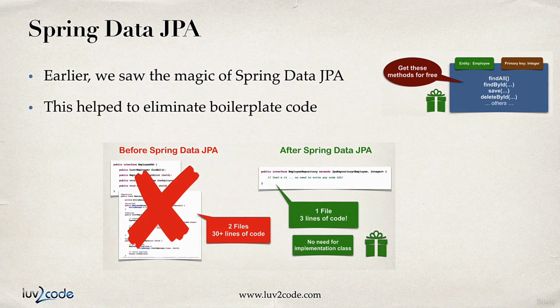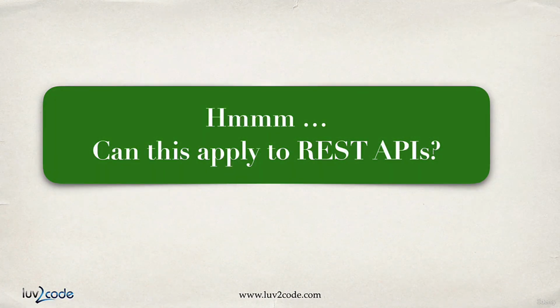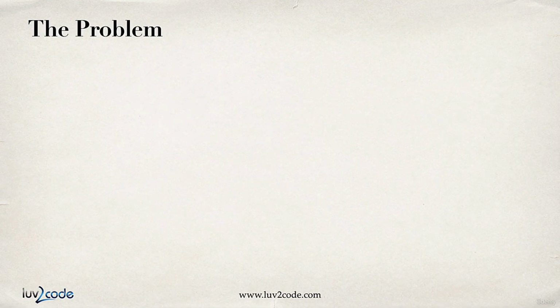And we saw this little diagram earlier, right? The coding before Spring Data JPA and the coding after Spring Data JPA. Made it really easy, no implementation class, pretty awesome. And I wonder, can this same thing apply to REST APIs? I wonder. So here's the problem.